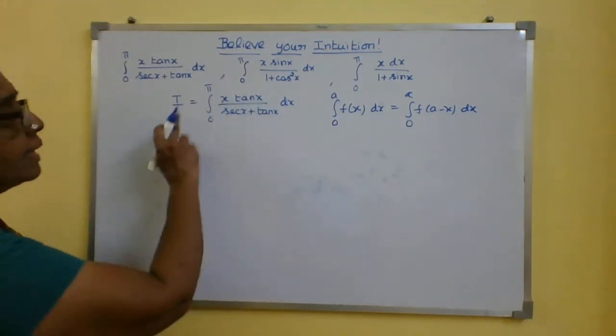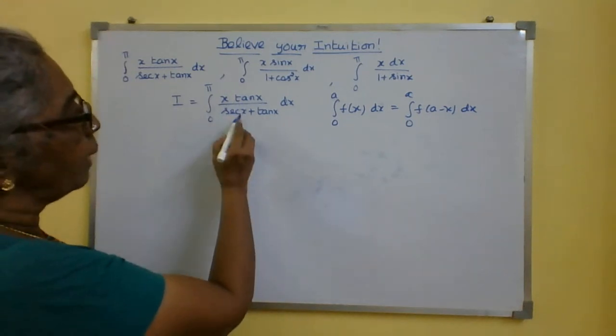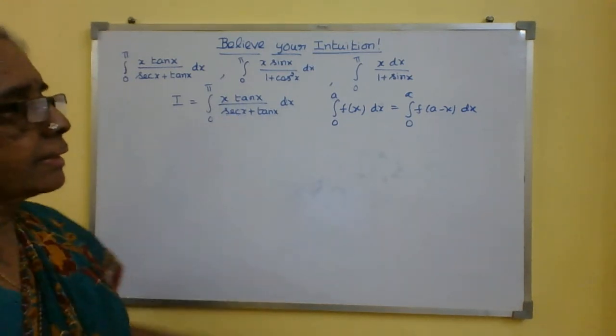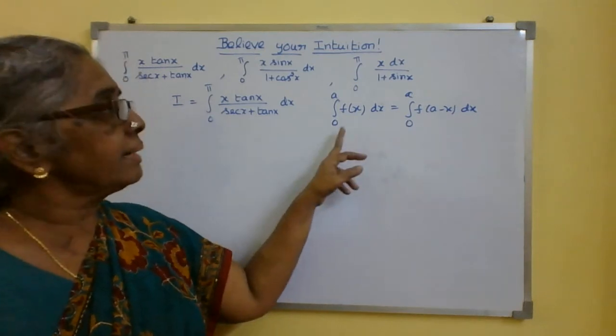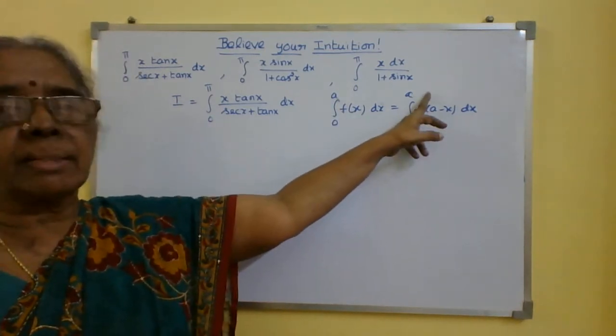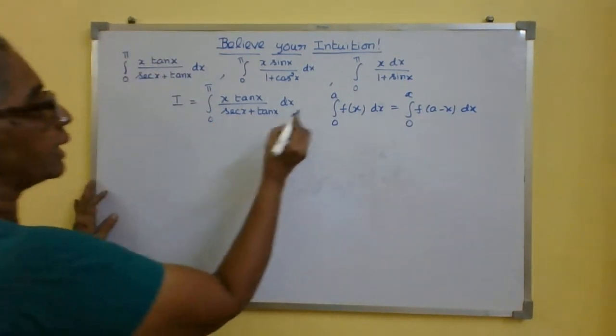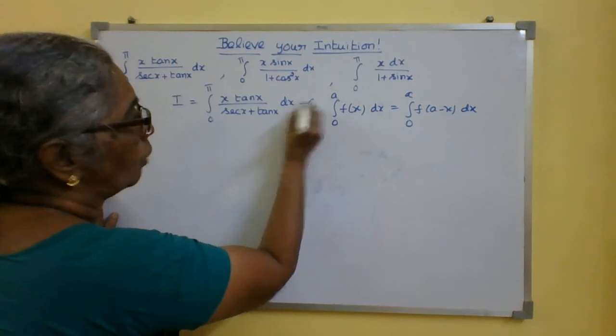Consider the sum I is equal to integral 0 to pi x tan x by secant x plus tan x dx. The property we are going to consider is integral 0 to a f of x dx is equal to integral 0 to a f of a minus x dx. So now this is the given sum. Let me mark this as 1.